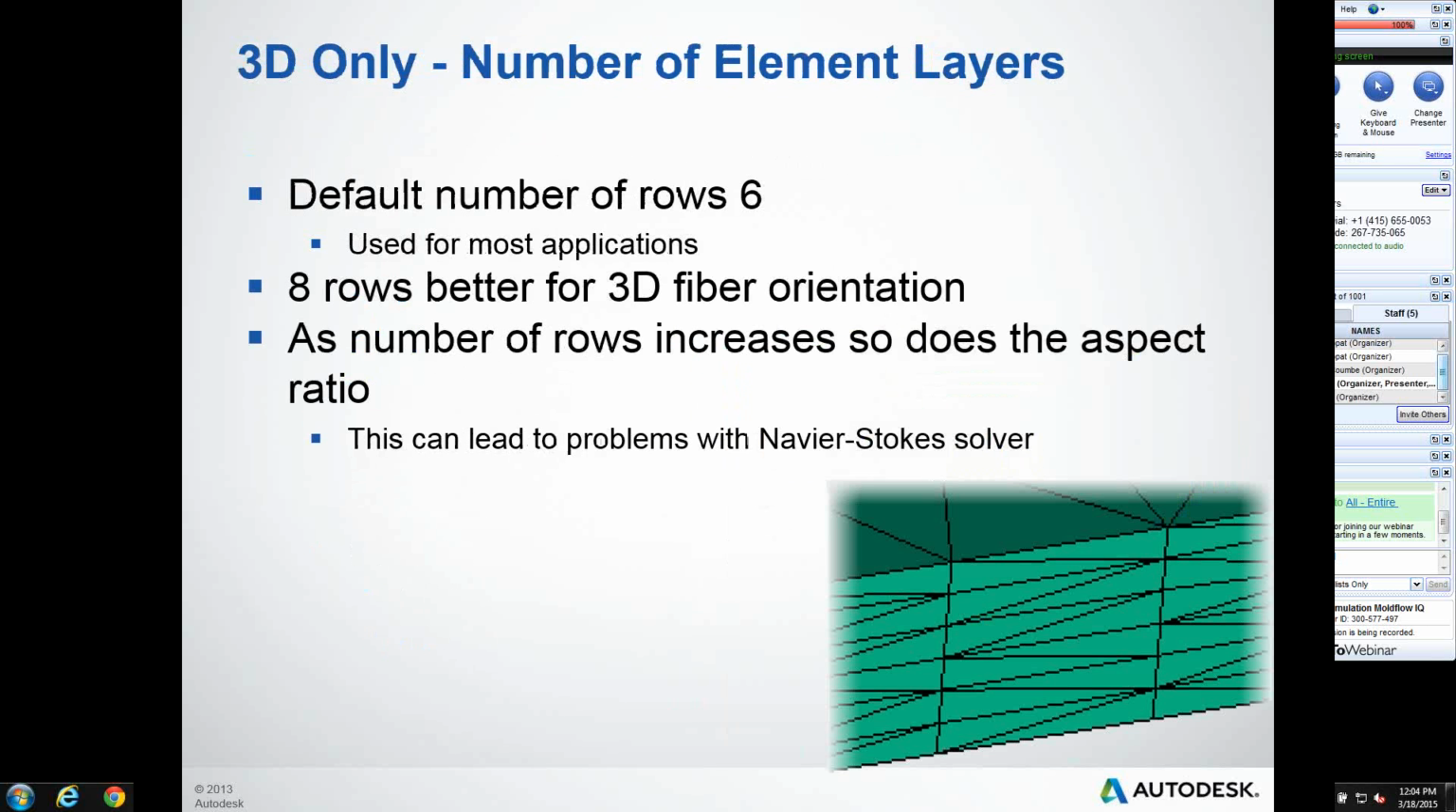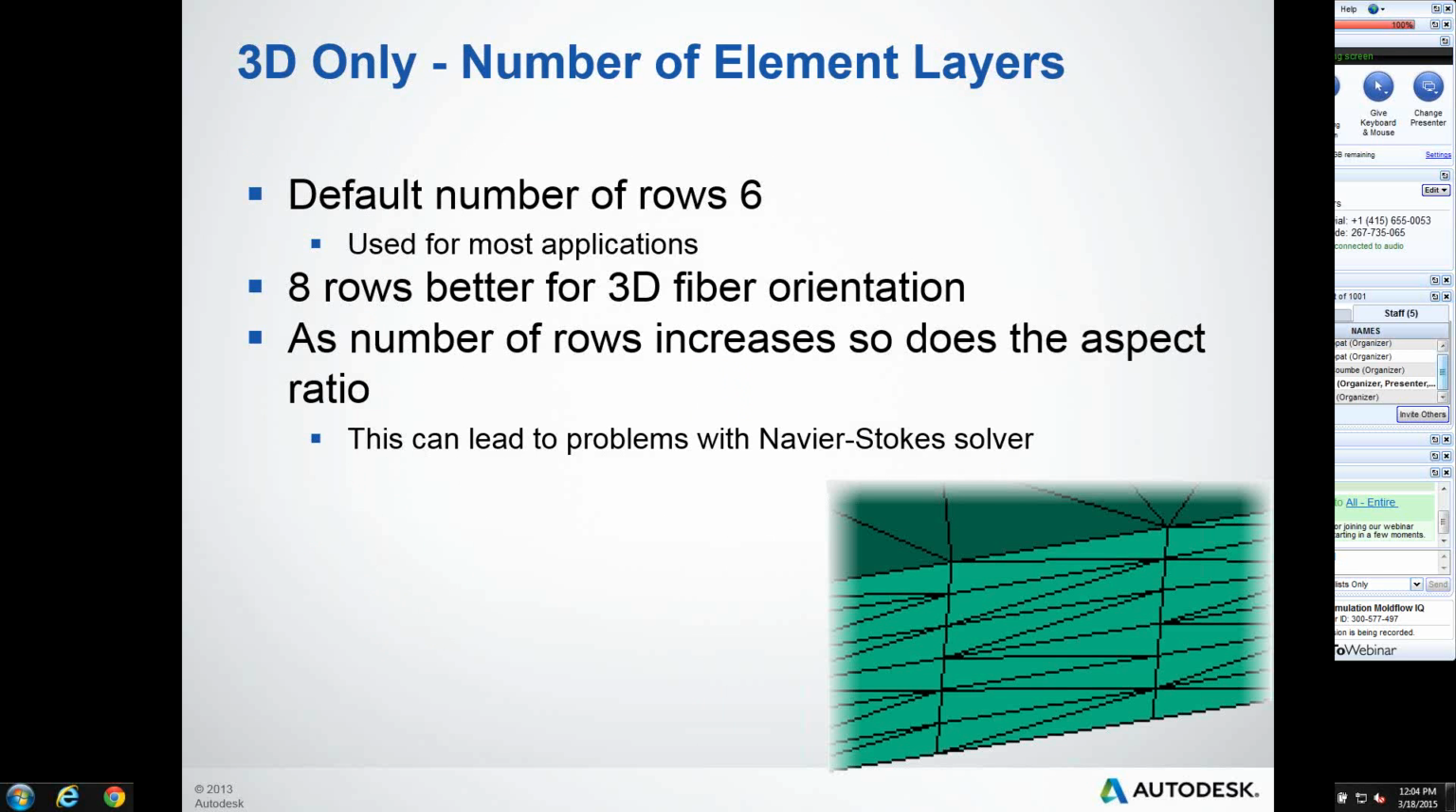So in 3D, rather than mathematically dividing this up into a calculation of thickness, we literally have to mesh all the thickness. So we mesh rows of elements or rows of information through the thickness. The default, by the way, is 6.